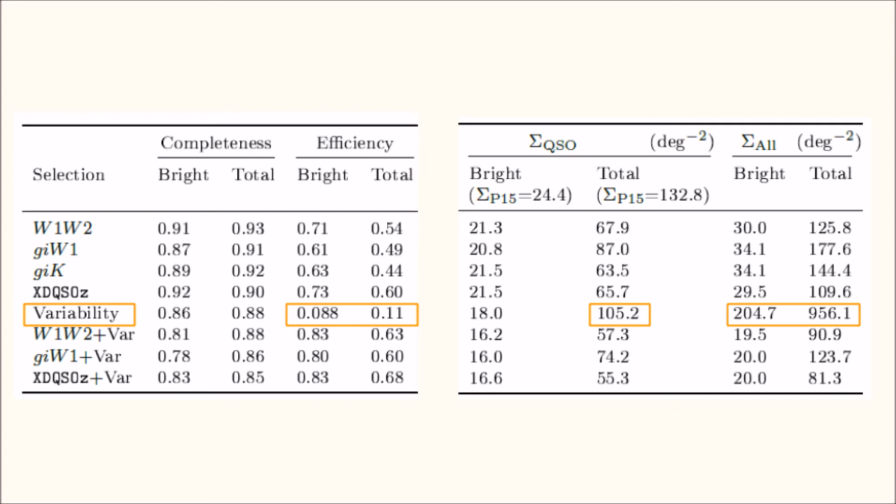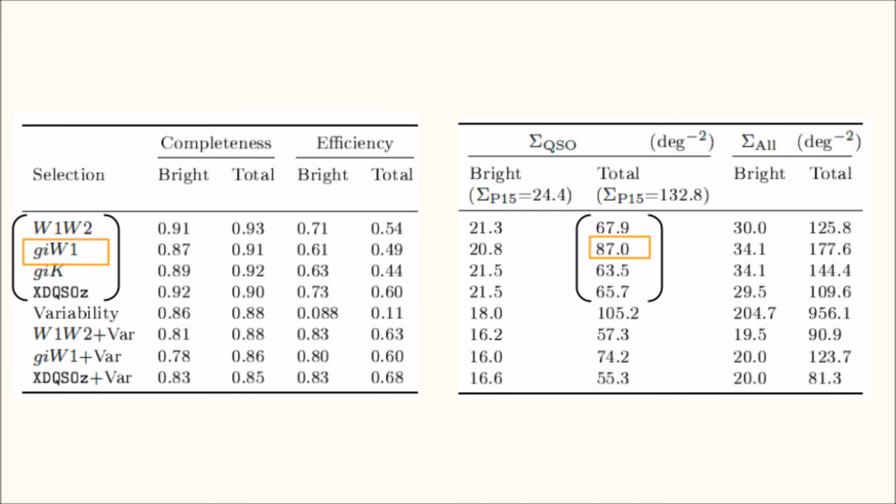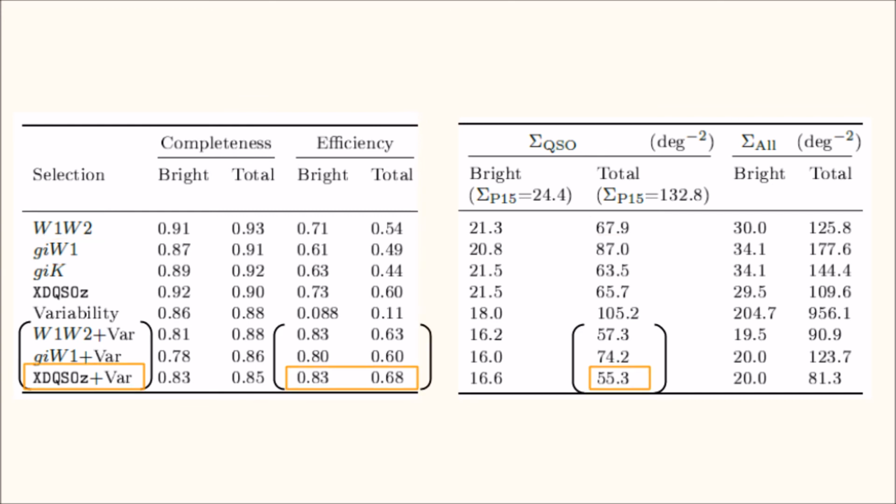Since we only use data from the first year of DES, our variability selection based on chi-squared is mostly too simple. Selection based on more sophisticated variability models, such as the Damped Random Walk model, is deferred to the future when more DES data becomes available. Looking at the rest of the selection methods, the g, i, W1 color selection gives the highest quasar surface density among the individual selection methods, aside from variability. For combined selections, XDQSO plus variability is more efficient than W1, W2 plus variability and g, i, W1 plus variability, but it also returns lower quasar surface density.